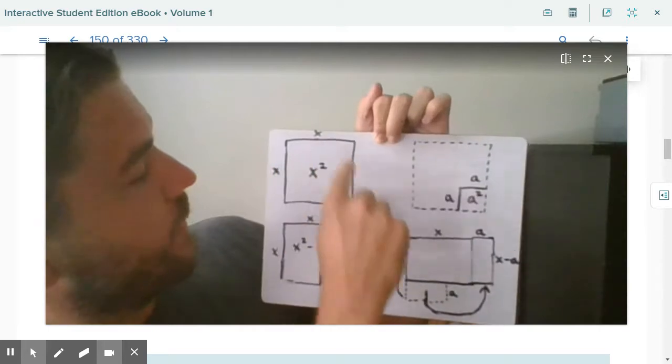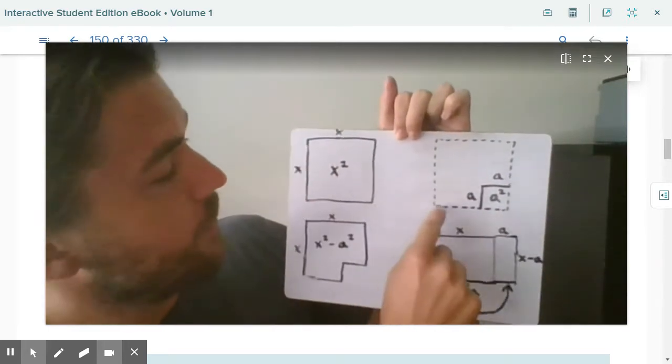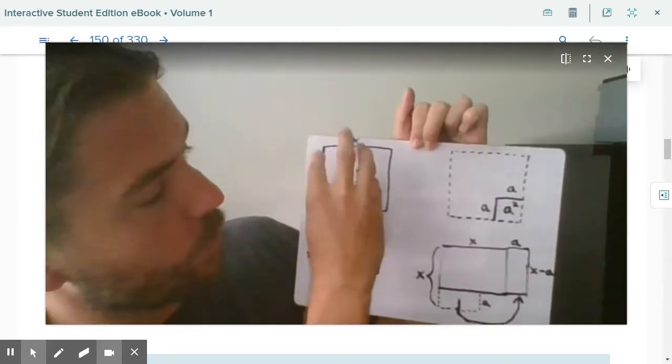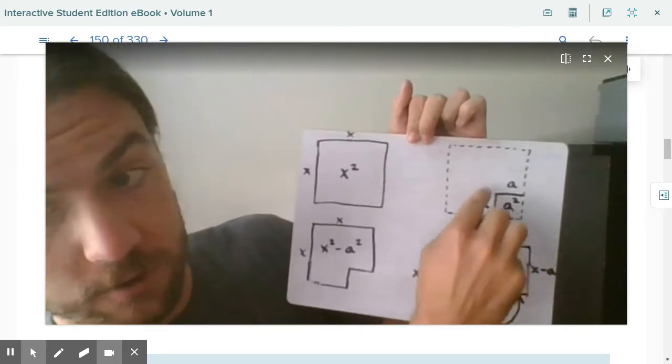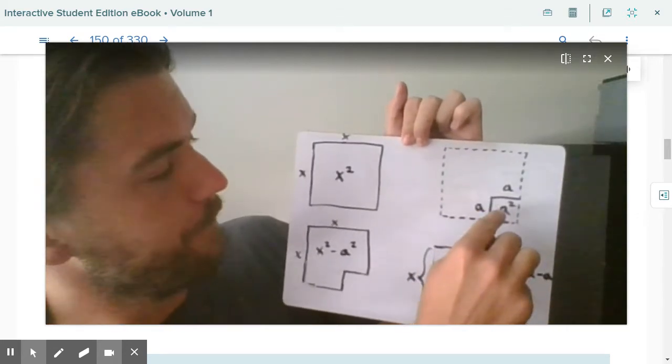Okay, x times x makes x squared. It's going to be this large square here. This dotted square just represents that x squared, so you can see that a squared is something smaller. Okay, a squared is a by a.